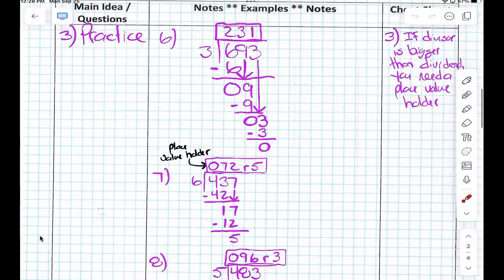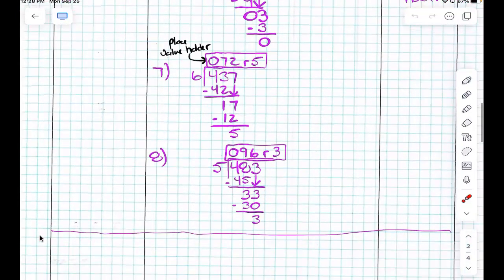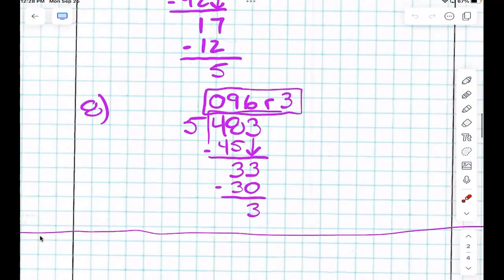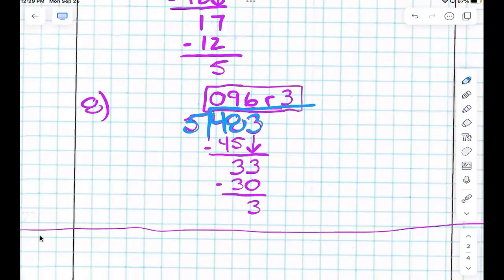Thank you. All right, practice. I am going to do this one with you. I'll do number 8 with you guys. I'm going to change my color so that you can see what the original problem was. So if you look at number 8, it was 483 divided by 5, yes? All right. So using McDonald's math, the first thing we do is divide, right?